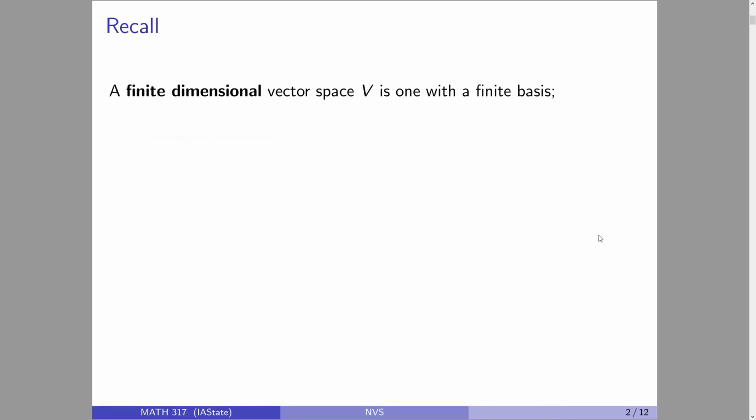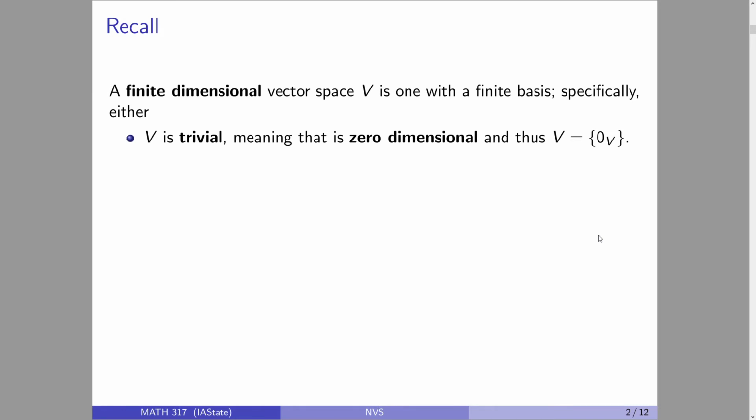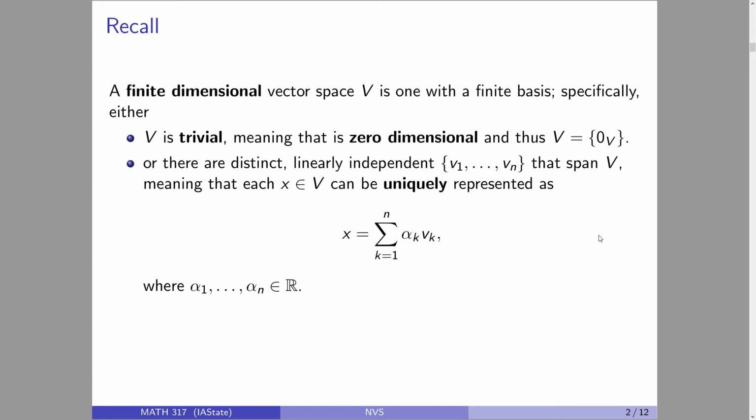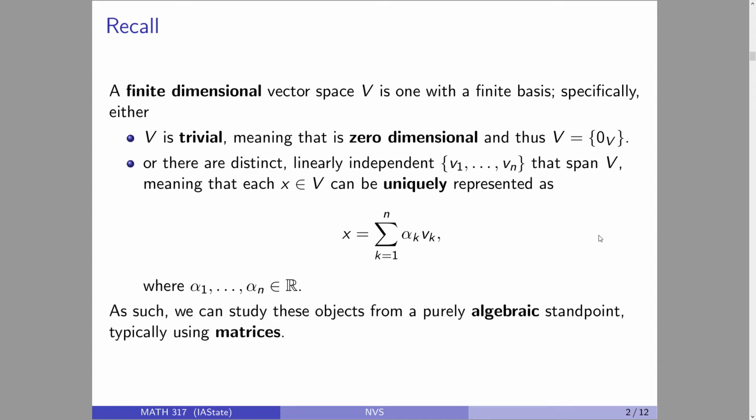A finite dimensional vector space is one which has a finite basis. Now there's two possibilities. If your basis is the empty set, it's zero-dimensional, and this means that your vector space is trivial. It just consists of your identity element, and that's it. Not too interesting. Now, if there are a finite number of distinct linearly independent vectors that span V, that means that every element is uniquely represented as a linear combination of those particular vectors. So, basically, for finite dimensional vector spaces, we can study them from a purely algebraic standpoint.